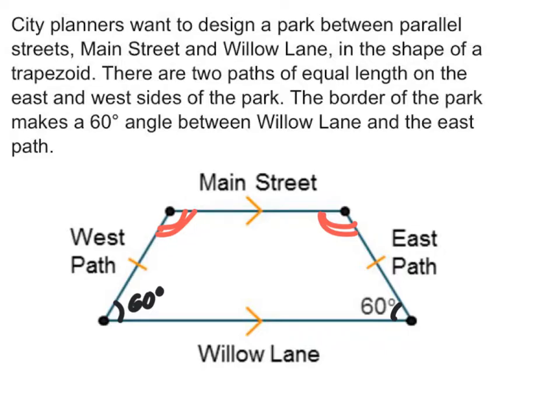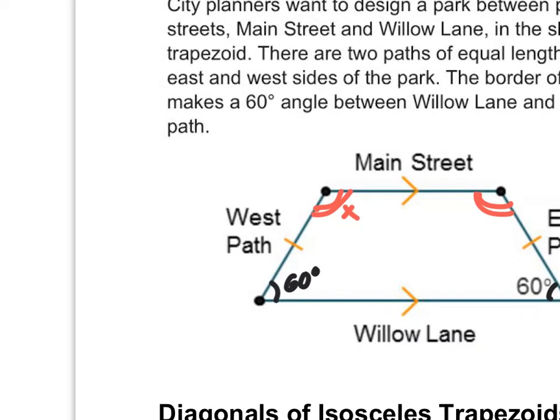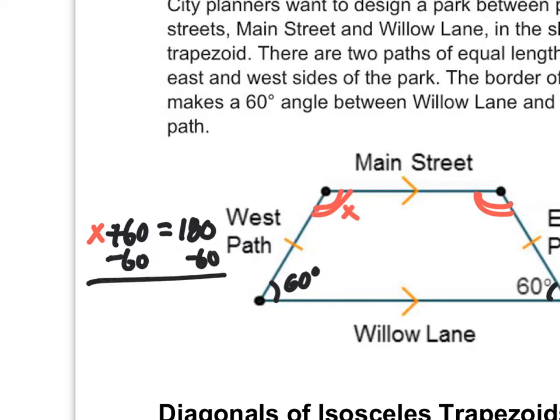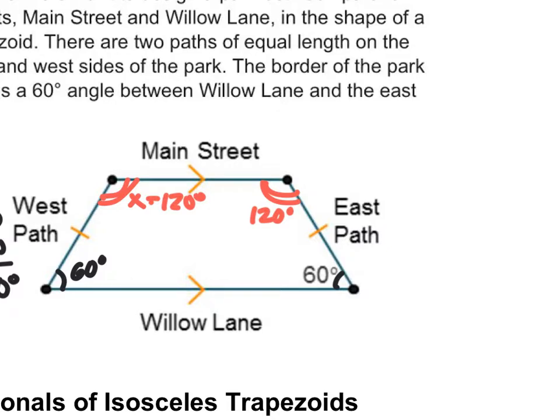I'm just going to call this x, and so I would set up an equation and say x plus 60 degrees is equal to 180. If I subtract 60 from both sides, then I get that x is equal to 120 degrees. So I know that this angle here is 120 degrees, and so is this one. This is 120 degrees as well. Just by looking at this, knowing the properties, knowing that these are congruent, and these consecutive angles here are supplementary, we can just automatically do that.